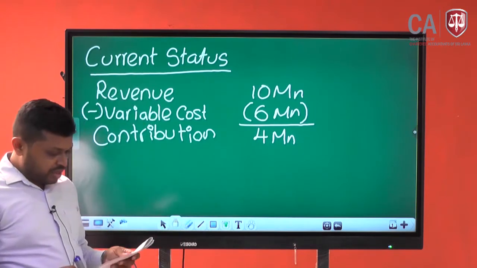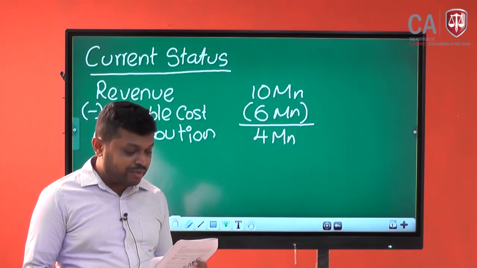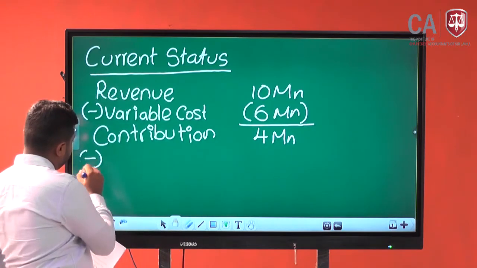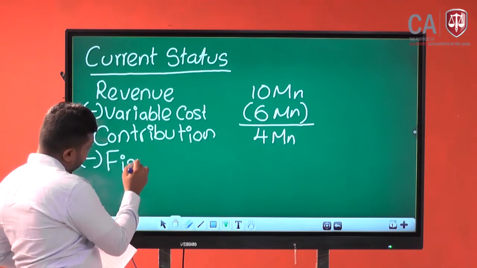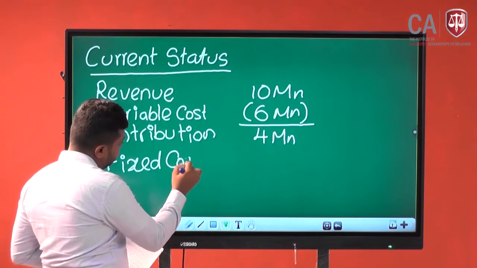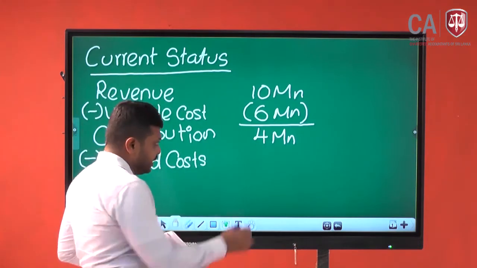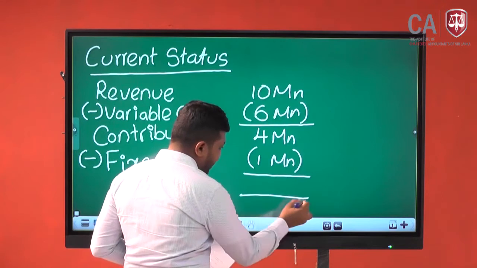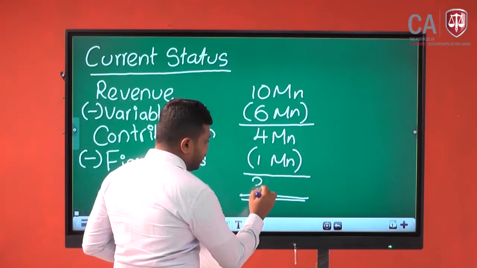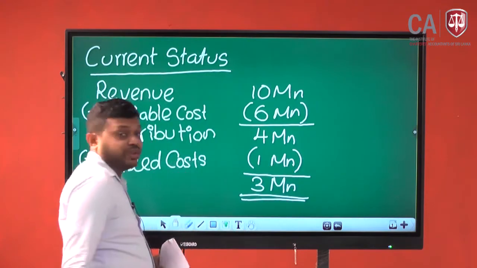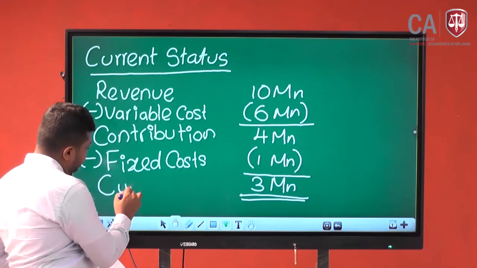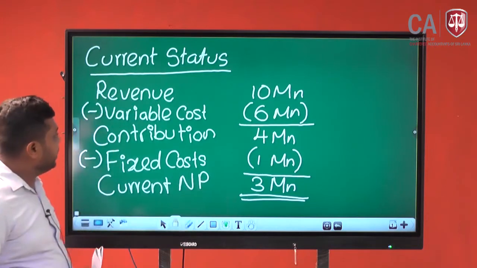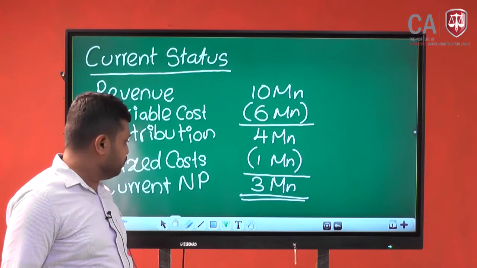Then currently you are incurring a monthly fixed cost of 1 million as management staff salaries. Therefore, you deduct the fixed cost, another 1 million. If you look at it, at present the company is earning a net profit of 3 million. This is the current net profit. This is the present scenario.